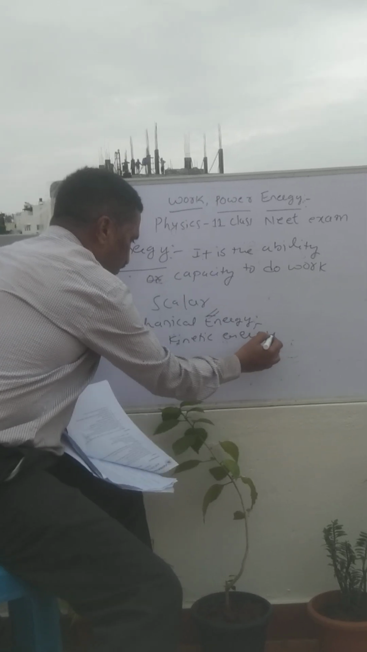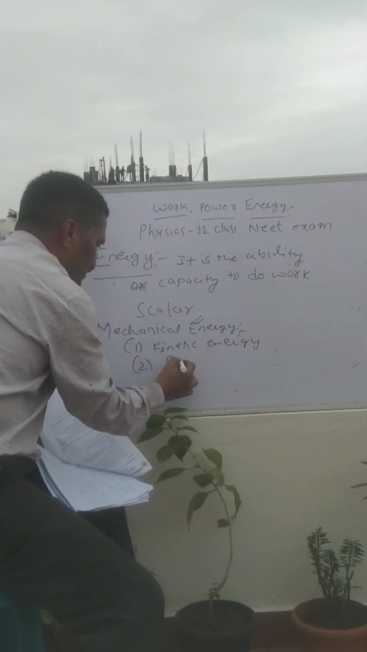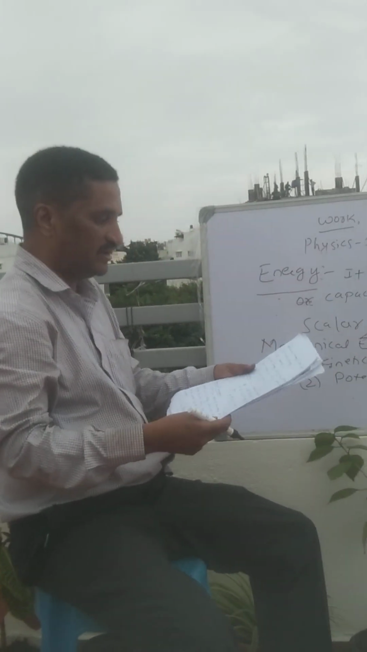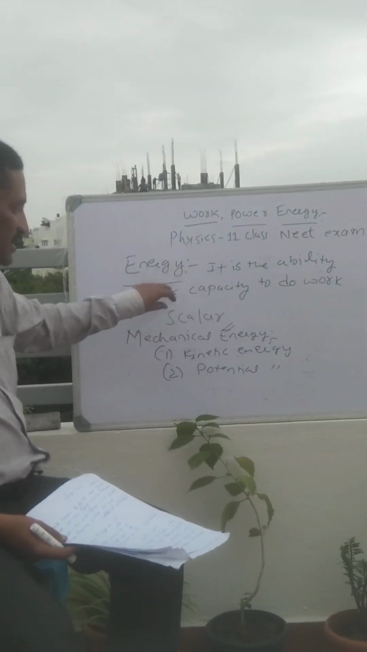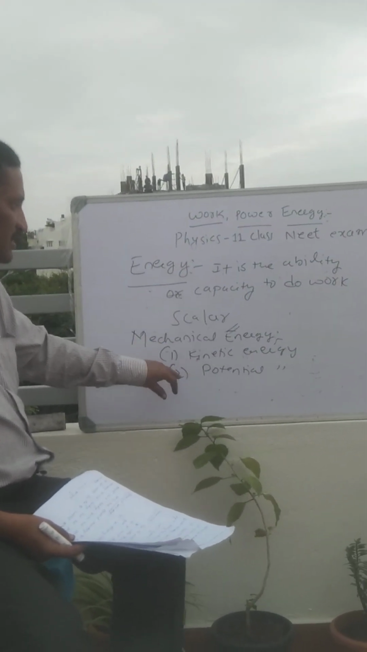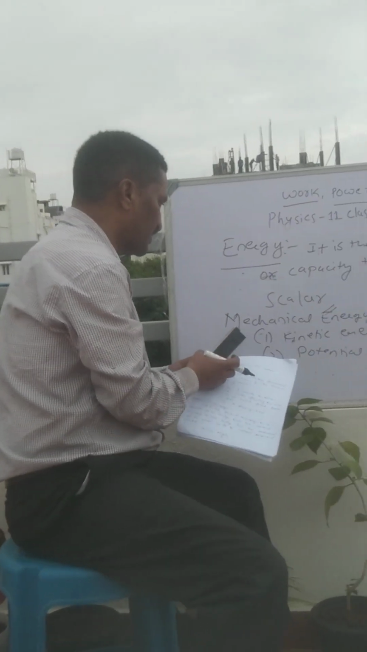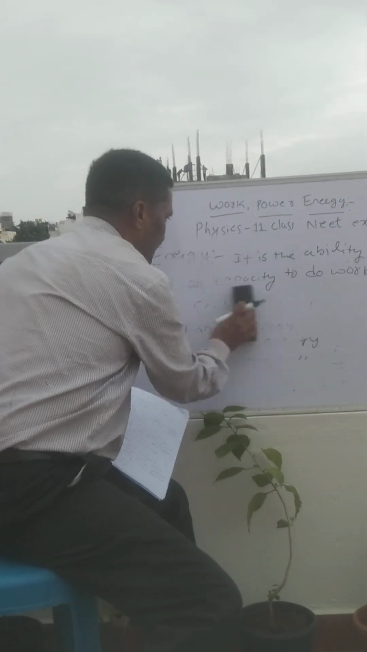One more, your second one, is potential energy. So we will discuss these two things, then we'll go for the next. What is kinetic energy? One is potential. These two terms are much used in physics and everywhere in your future studies. Now, in kinetic energy, we'll discuss examples, and then we'll move on to potential energy.